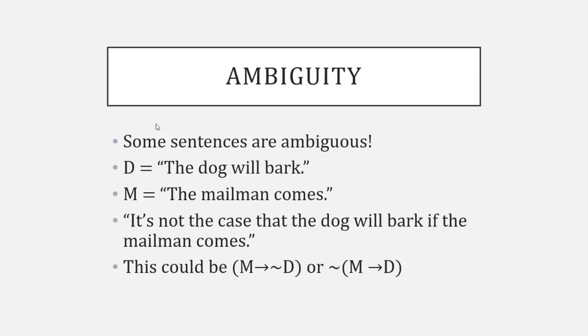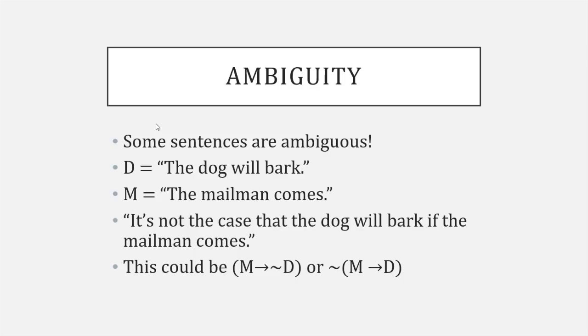Here's an ambiguous sentence. It's not the case that the dog will bark if the mailman comes. Now, you could mean two different things by that, and they have different logical structures. So D is the dog will bark, M is the mailman comes. I apologize, I've violated my own rule about only using P to Z, but I think it's more intuitively clear.